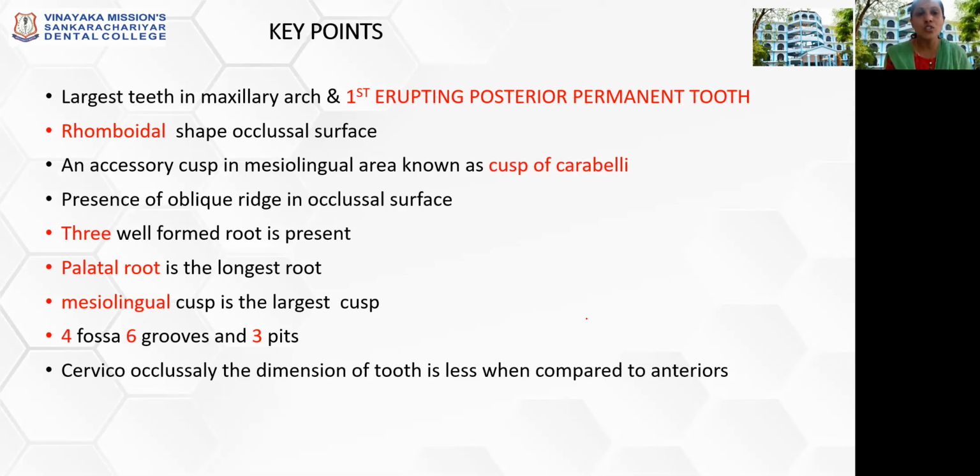And there are 3 well-formed roots that can be seen. The palatal root is the longest, and the 4 well-developed cusps can be appreciated. Among them, mesiolingual cusp is the largest, and the distolingual cusp is the smallest. And there are 4 fossae, 6 grooves, and 3 pits, and 4 major ridges that can be appreciated in the occlusal surface. When compared to the anteriors, the cervico-occlusal dimension of the tooth is less, whereas in anteriors it is greater. But in posteriors, the buccolingual dimension is greater when compared to the anteriors. So these are the key points that have to be noted for a maxillary first molar.